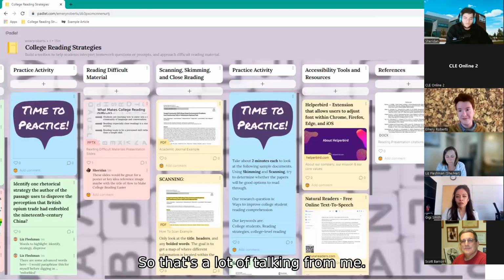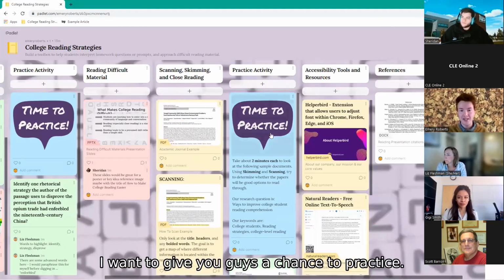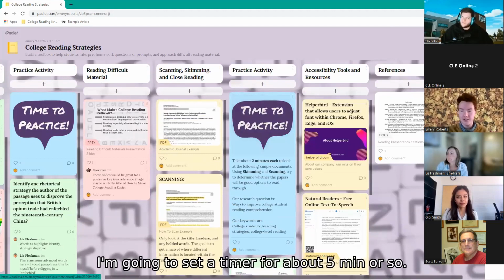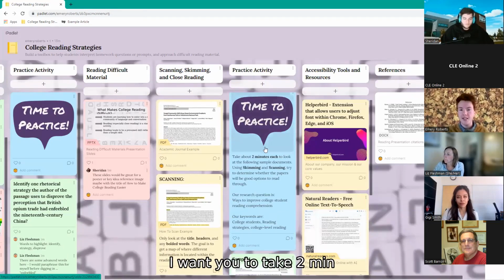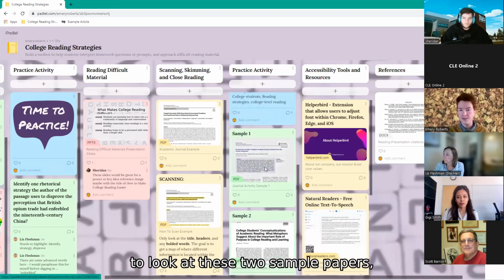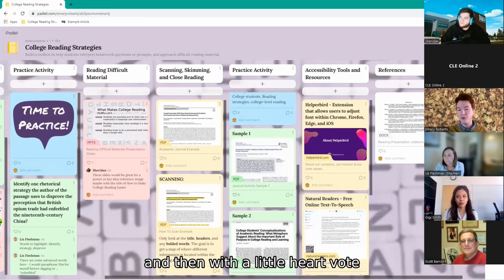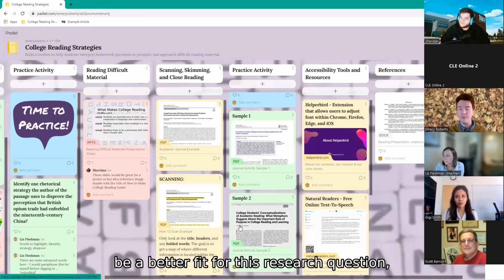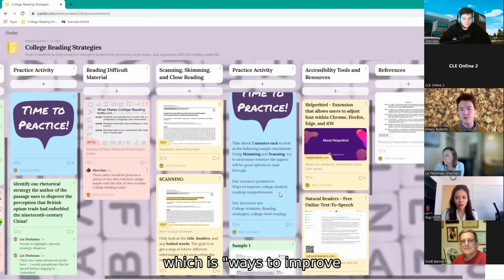So that's a lot of talking from me. I want to give you guys a chance to practice. So I'm going to set a timer for about 5 minutes or so. I want you to take 2 minutes to look at these 2 sample papers, scan through them, skim through them, and then with a little heart, vote on which one you think would be a better fit for this research question, which is ways to improve college student reading comprehension.